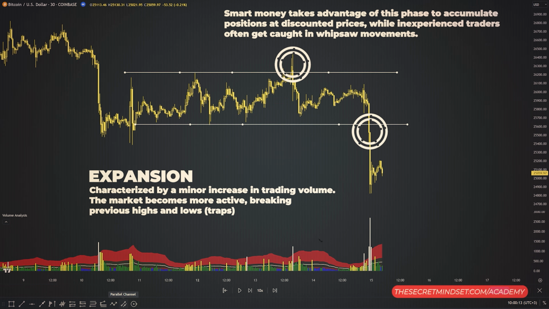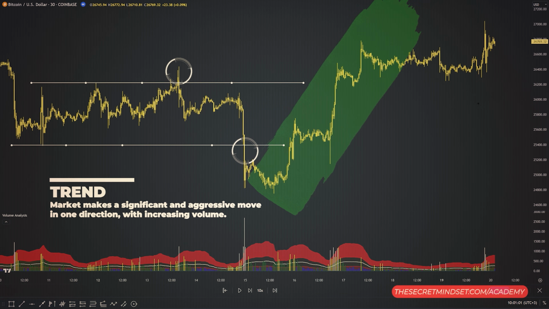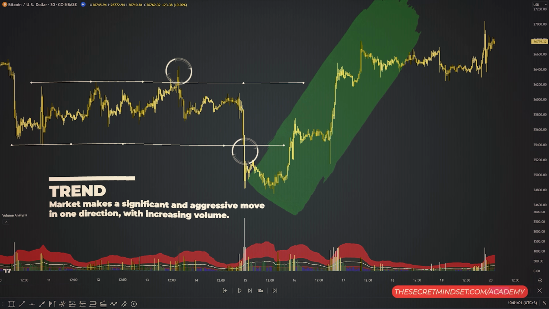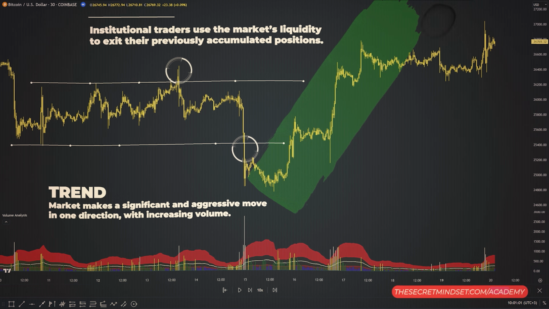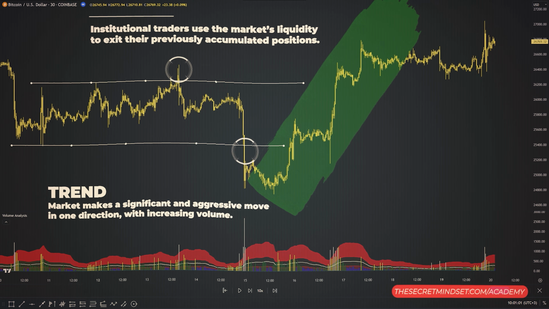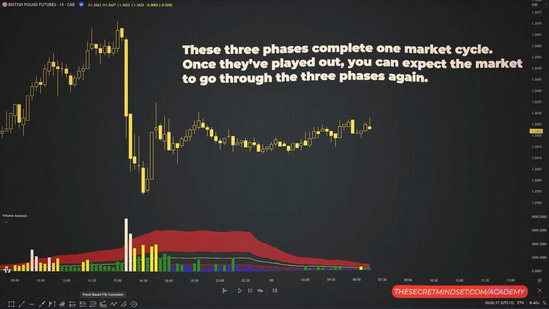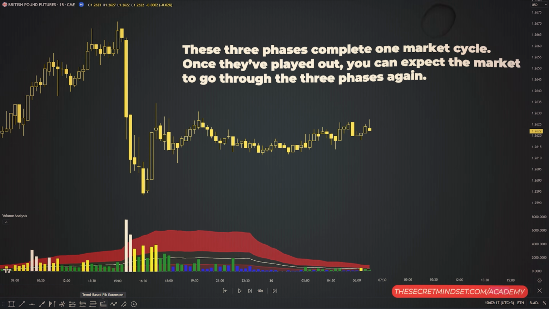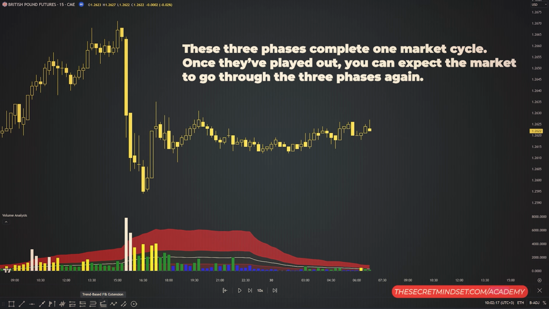It can be a challenging phase because the market breaks on both sides of the range, trapping most retail traders. Finally, we have the trend phase. This is the phase where the market makes a significant and aggressive move in one direction, with increasing volume. During this phase, institutional traders use the market's liquidity to exit their previously accumulated positions. These three phases complete one market cycle. Once they've played out, you can expect the market to go through these phases once again.